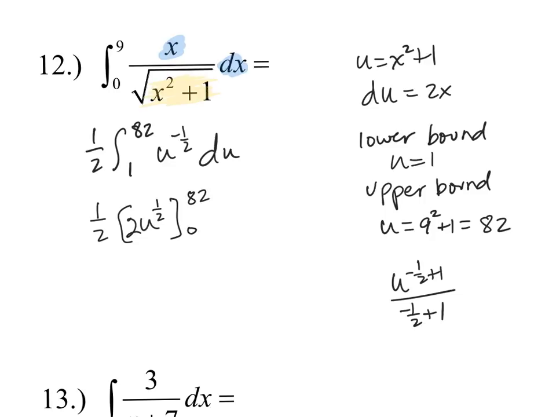All right, so that's going to be equal to 1/2, let's start some parentheses, 2 times the square root of 82, and then minus the square root of 0, which is just 0.